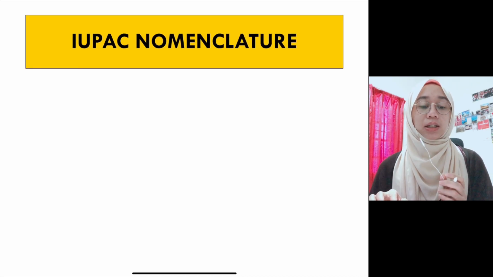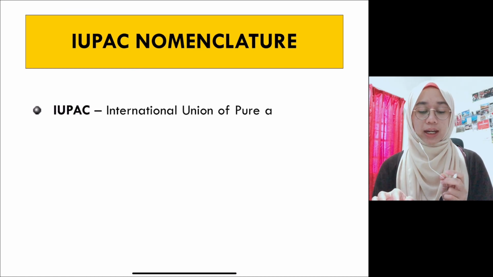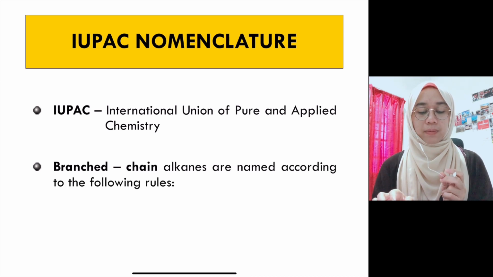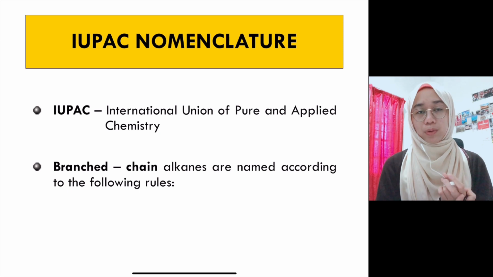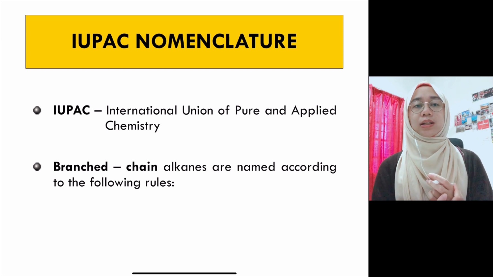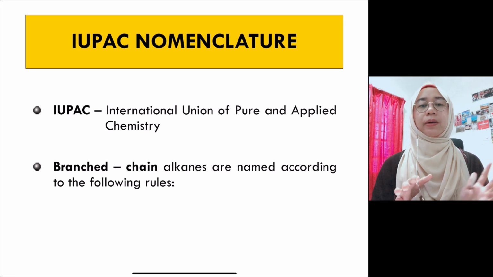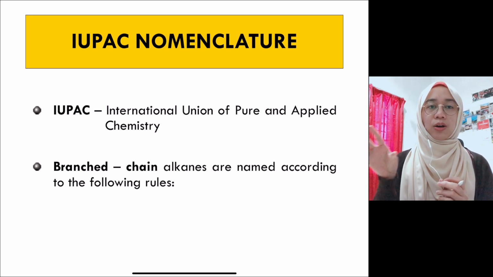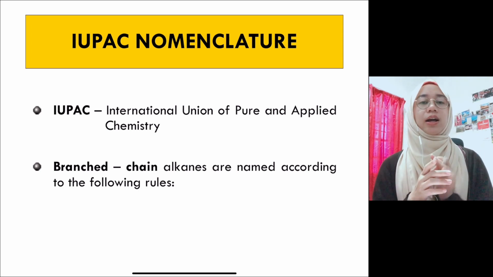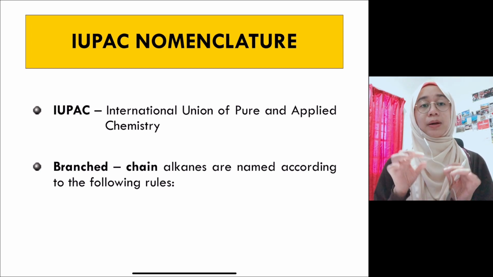So IUPAC nomenclature, what does it mean by the IUPAC sebenarnya? So IUPAC, it stands for International Union of Pure and Applied Chemistry. Okay, and then branch alkanes are named according to the following rules. So kita akan tengok lepas ni. Okay, so basically IUPAC itu adalah satu sistem, okay, satu union whereby seluruh dunia pakai supaya kalau kamu pergilah dekat Europe pun, nama compound tersebut sama je.